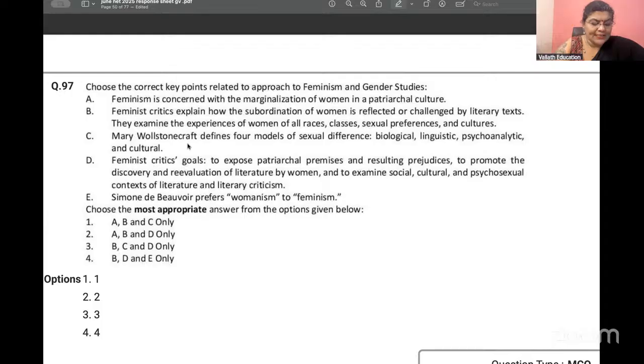Isn't C nonsense? I think it is nonsense. You should think like that. Feminist critics' goals are to expose patriarchal premises, resulting prejudices, promote, discourage, and so on. Okay, let it be. Maybe yes.